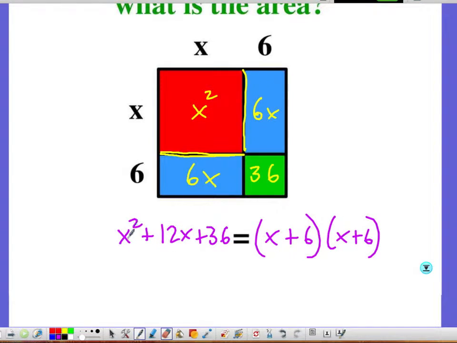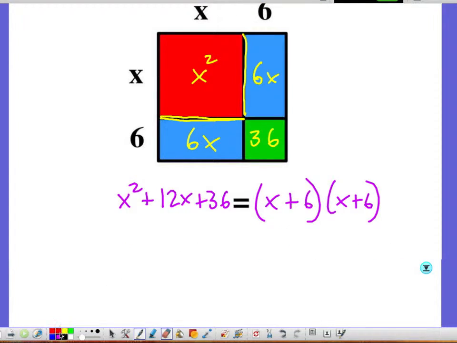So how do we know for sure that these two expressions on either side of the equal sign are actually the same thing? Well, here's what we can do. We can go ahead and take x plus 6 and x plus 6 and use distribution to see what we get. Alright, so let's take a look at this.